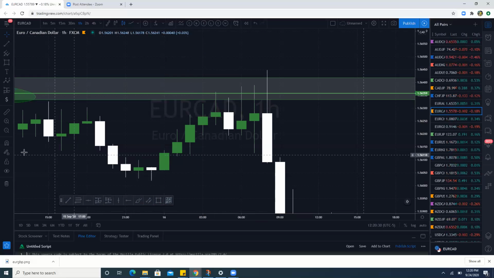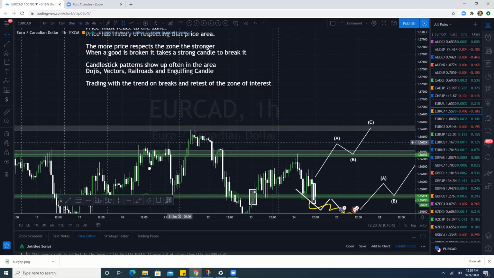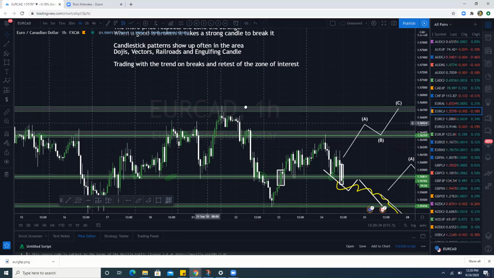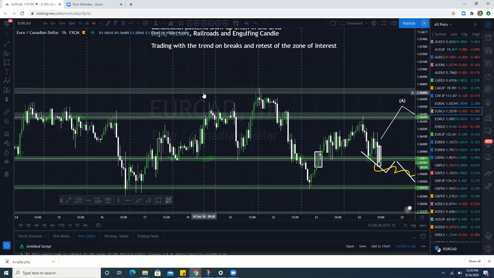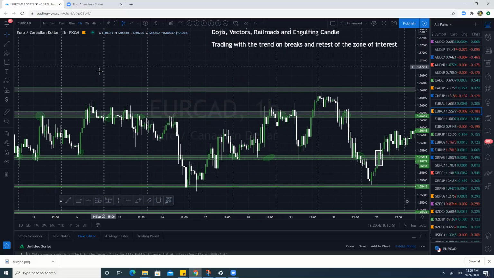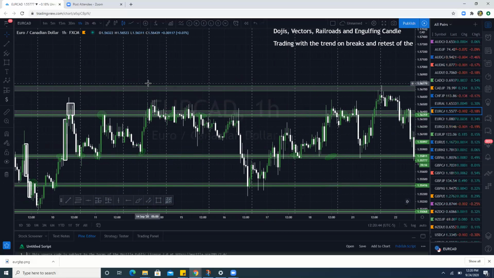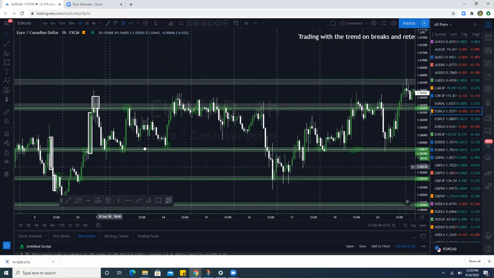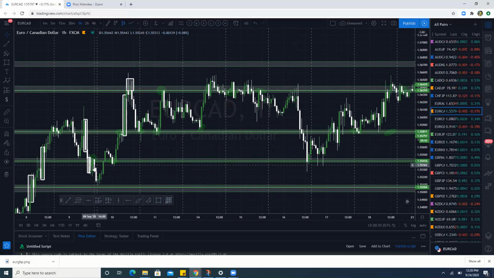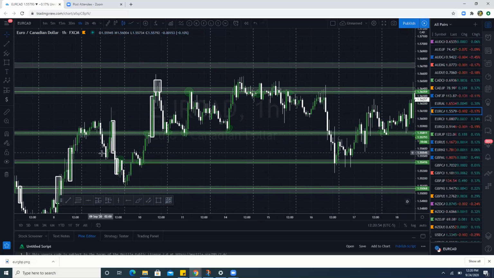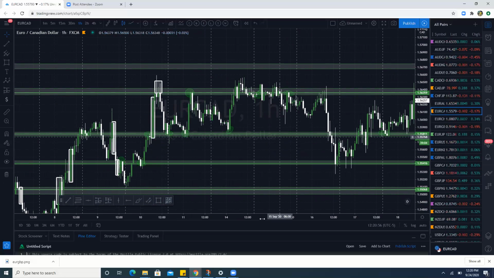The other one would be a railroad. Now, railroads definitely show up more on 30 minutes than they do on hours. But a railroad, let me see if I can find one real quick. This is probably the best example here. But let me show you.